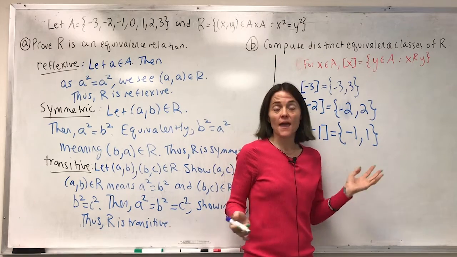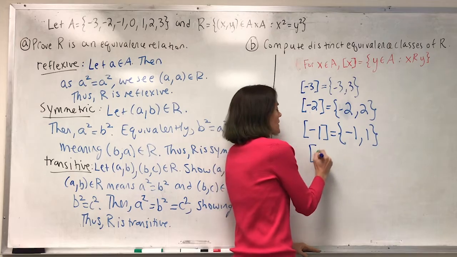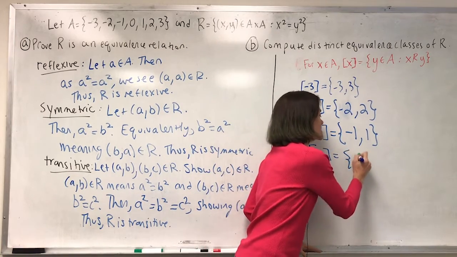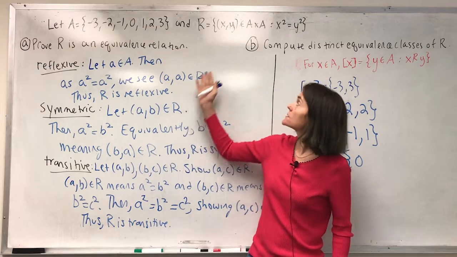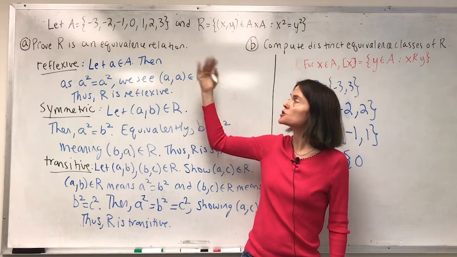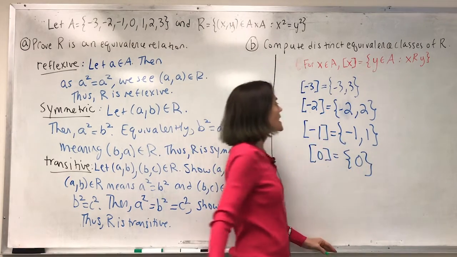Is this all of A? Not yet, because we are missing here. Now, this class will contain 0, but is there anything else? 0 squared is 0. Is one of those other numbers squared to be 0? Well, no. This is the only thing in this class.